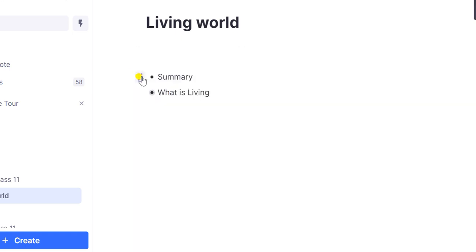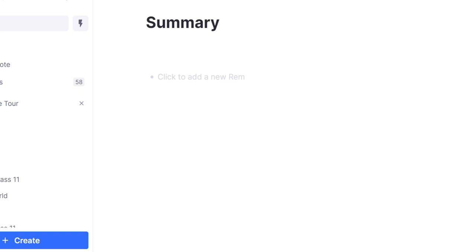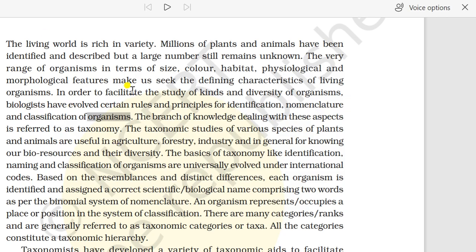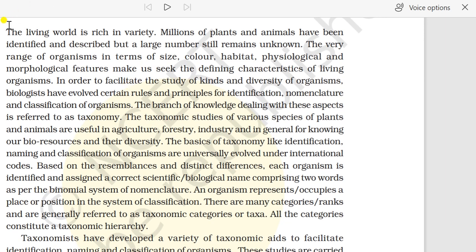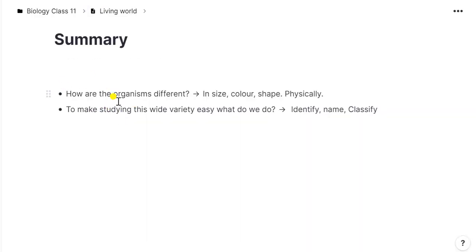We'll zoom into it. So we have from this big paragraph, from here to here, we've understood it and made it into the small two lines.